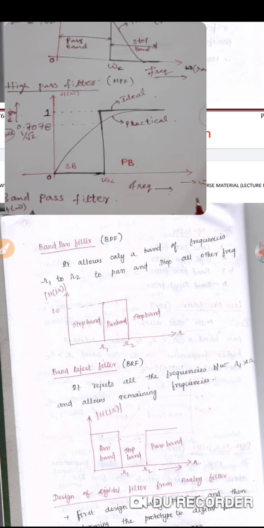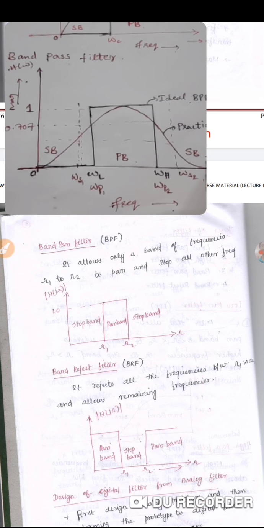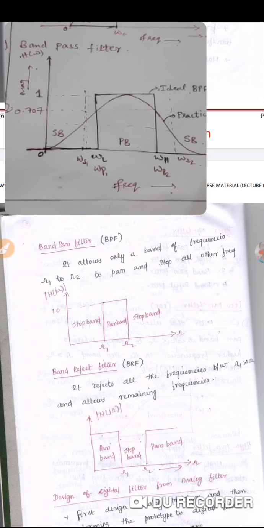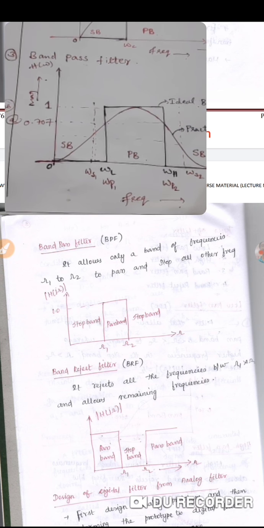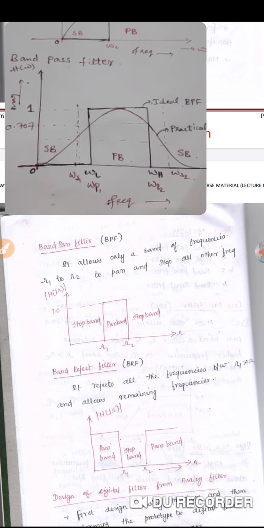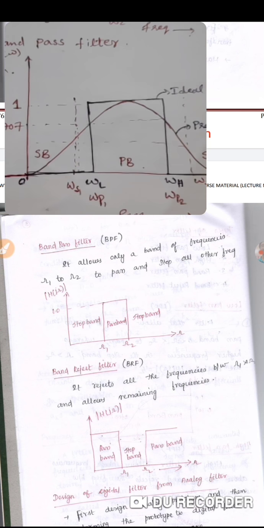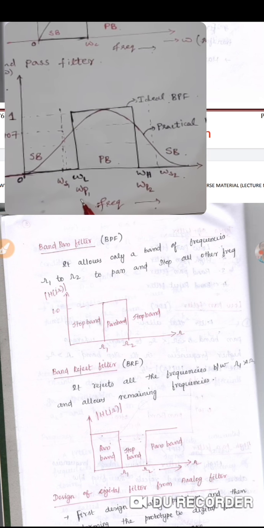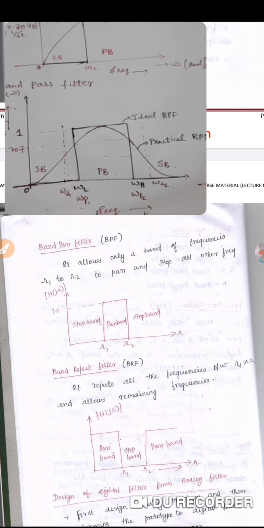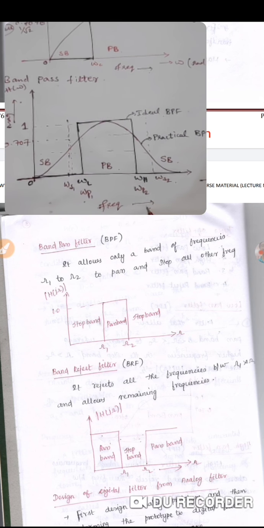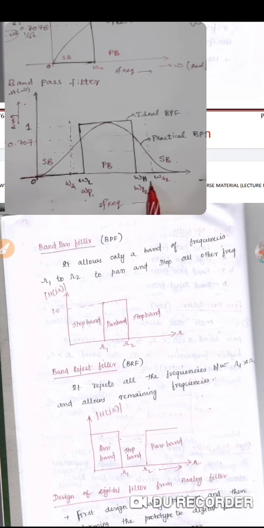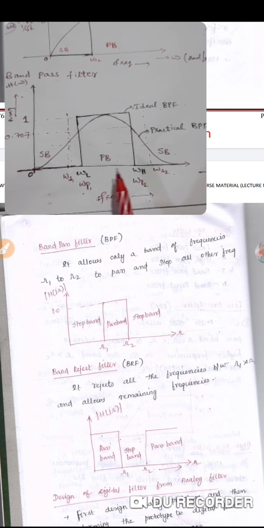So for the band pass filter, it allows only a certain band of frequencies between omega 1 and omega 2. From here you can see that omega L is the lower cutoff frequency and omega H is the higher cutoff frequency. So there is a pass band only between omega L and omega H.